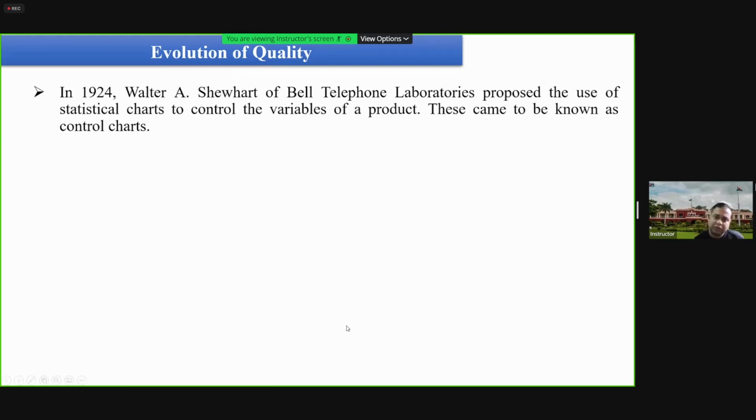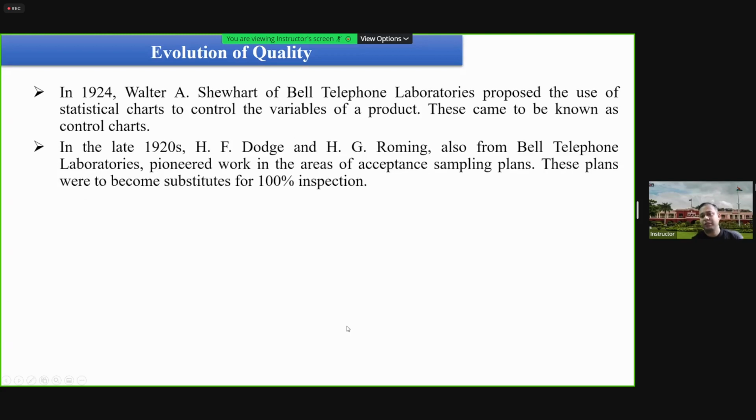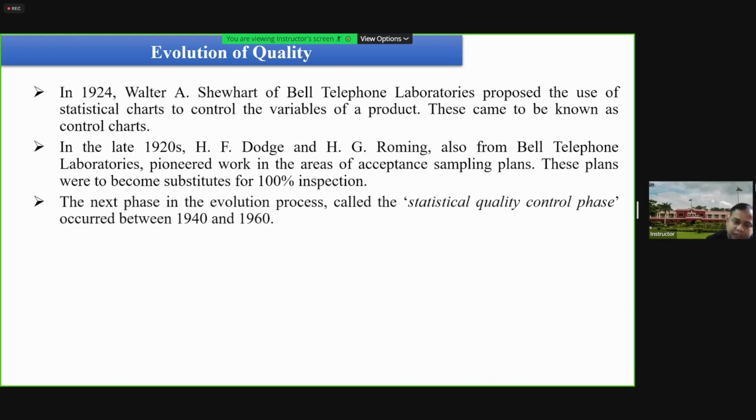So they also parallelly introduced statistical control charts and statistical techniques. They said that now we have to do away with 100% inspection. So they introduced the concept of acceptance sampling, where we take a sample out of the whole lot and then decide the fate of the lot based on that sample. So this phase, with the introduction of statistics and acceptance sampling, in the coming 2 or 3 decades was called the statistical quality control phase.